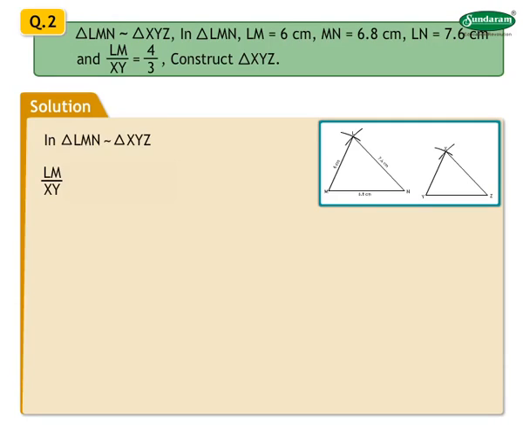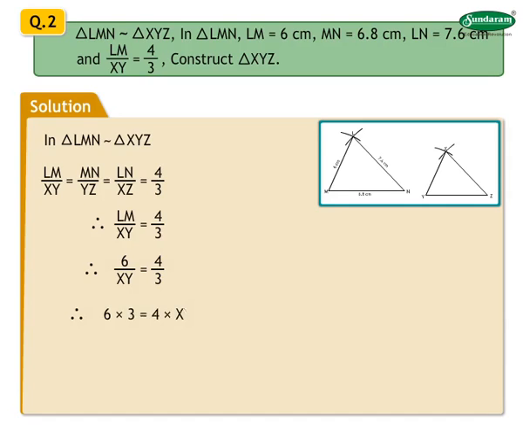Therefore, LM upon XY is equal to MN upon YZ is equal to LN upon XZ is equal to 4 upon 3. Now let's find the measures of sides XY, YZ and XZ one by one. To find the length of XY, it is given that LM upon XY is equal to 4 upon 3. Now, by substituting the value of LM as 6, we get 6 upon XY is equal to 4 upon 3. Now, by cross multiplying, we get 6 into 3 is equal to 4 into XY. Therefore, XY is equal to 18 divided by 4. Therefore, XY is equal to 4.5.